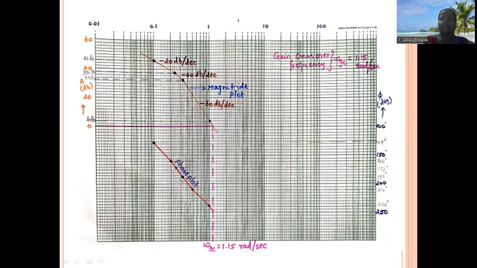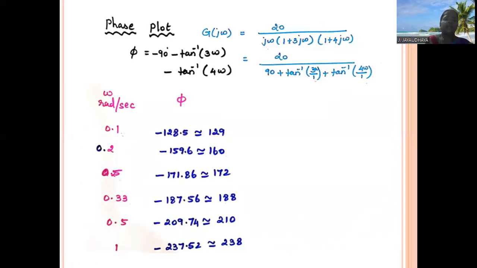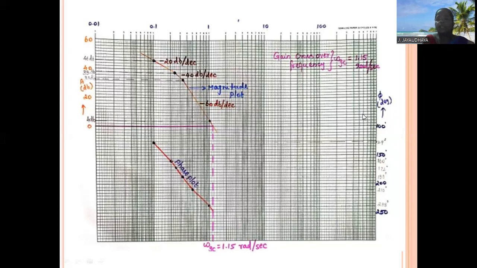Okay. Then next, important thing: here the phase angle values are negative. The starting value is minus 128. So that's why here I started with minus 100, minus 150, minus 200, minus 250. For each and every omega value, I mark the phase angle value. So here I am getting the phase angle points. After that, using a freehand sketch, I join all the values. Okay. Then after joining, I mark this as the phase plot and this as the magnitude plot.